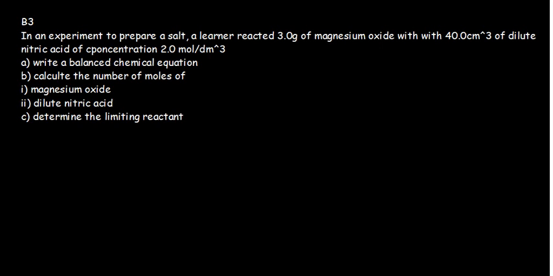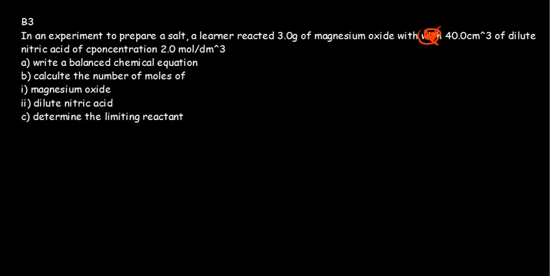So the statement says, in an experiment to prepare a salt, a learner reacted 3.0 grams of magnesium oxide with 40.0 centimeter cubic of dilute nitric acid of concentration 2.0 mole per decimeter cubic. So that's what we are given right there.